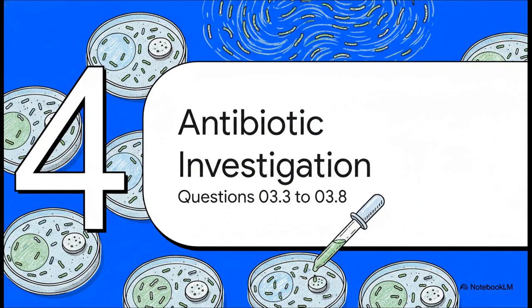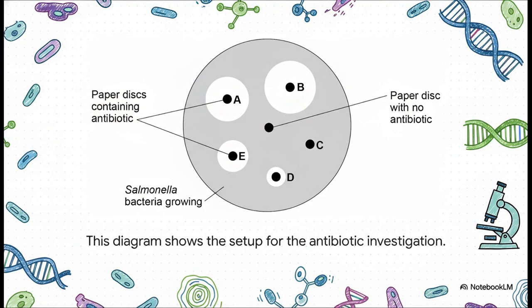Okay, time to switch gears. The next batch of questions is all about a practical investigation, basically testing how well different antibiotics knock out Salmonella. So this diagram shows you the whole setup. That gray area is the agar jelly, which is covered in a lawn of Salmonella bacteria. Then you've got these little paper discs, A through E, and each one is soaked in a different antibiotic. And see those clear circles around some of them? That's the zone of inhibition, which is just the area where the antibiotic has killed off the bacteria.